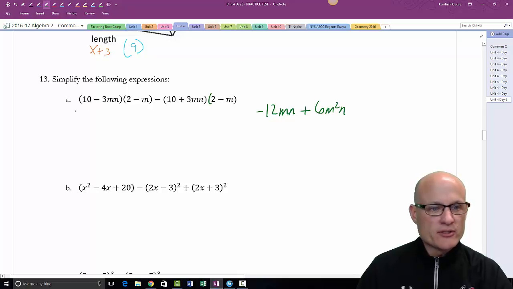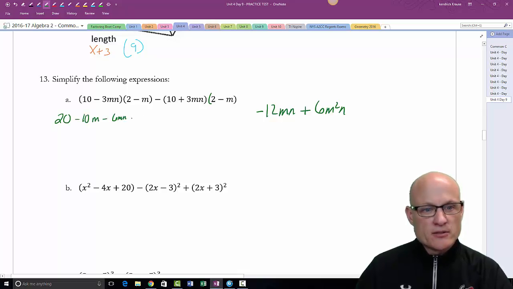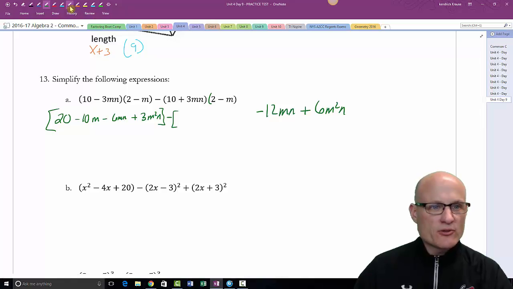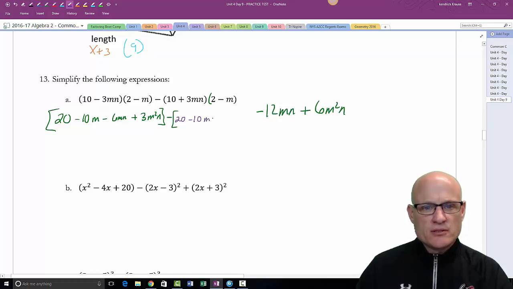I'm going to double distribute this. So I get 20 minus 10m minus 6mn plus 3m squared n. Nothing I can combine there. Minus, I'll do this one in a different color so I don't bump into that. 20 minus 10m plus 6mn minus 3m squared n.